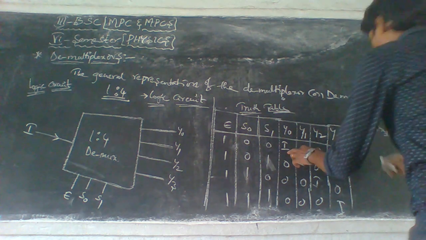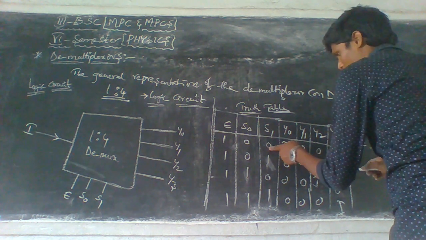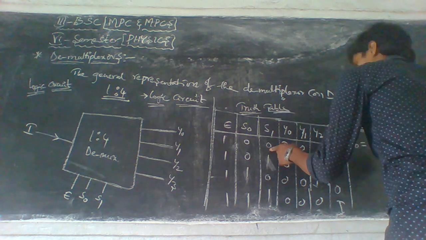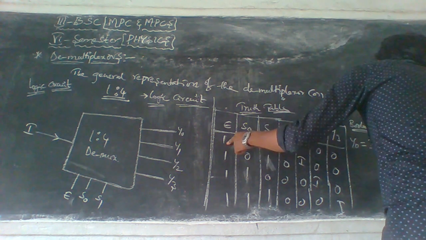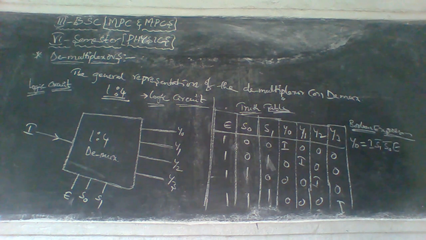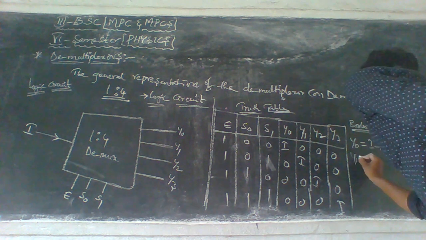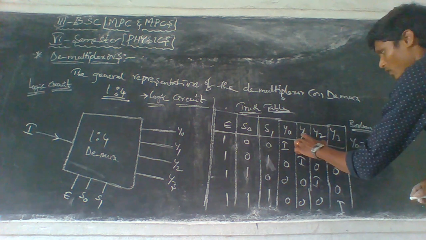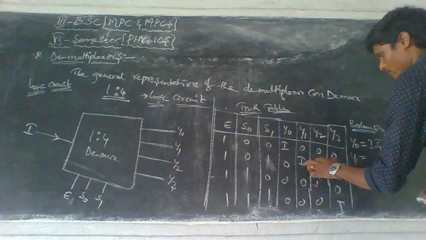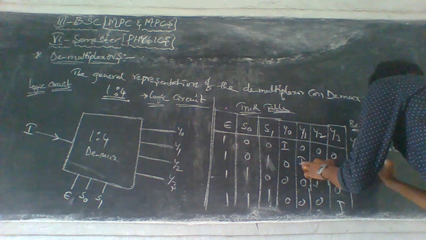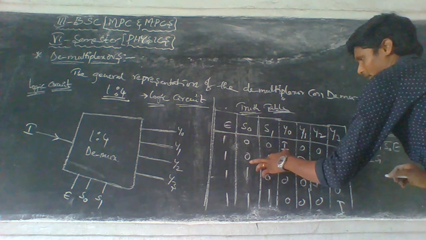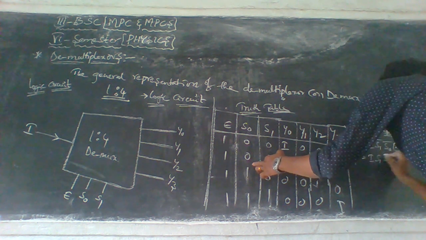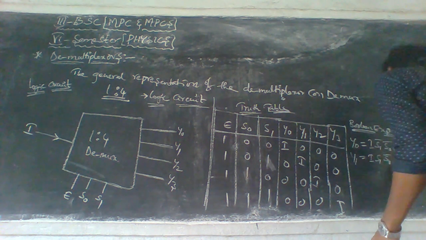Y0 is equal to I and S1 bar and S0 bar and E. Y1 is equal to I and S1 and S0 bar and E.